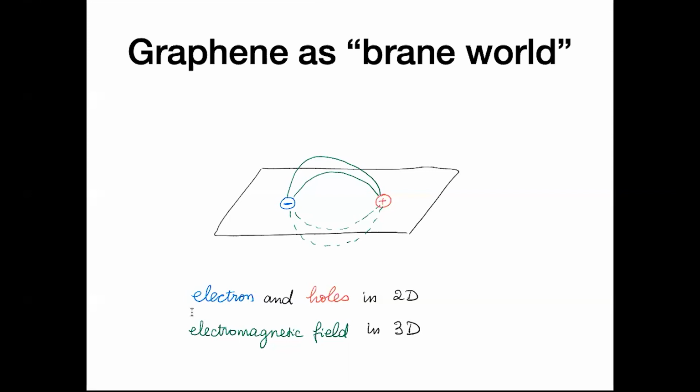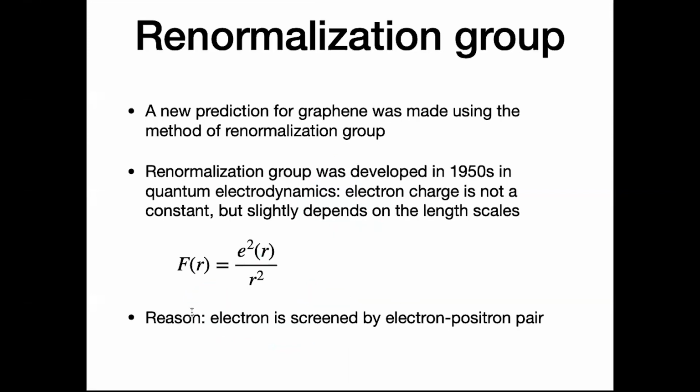So now this is a theory that can be treated as a quantum field theory. And there is a very interesting prediction for graphene that has been made using the method of renormalization group. That is one method in field theory that was developed in the 1950s for quantum electrodynamics. And using renormalization group, one sees that the electron charge is actually not a constant in electrodynamics, but is something that changes with the length scale.